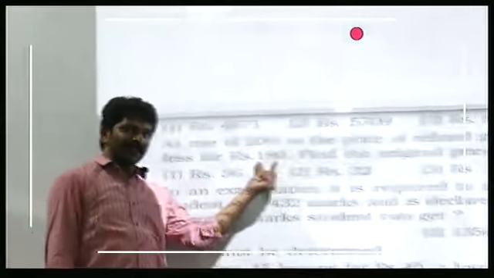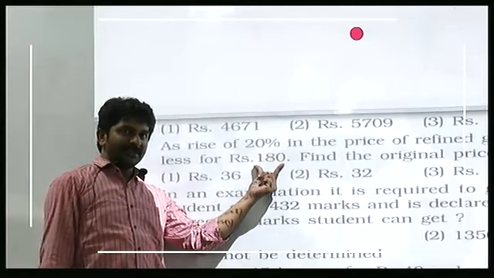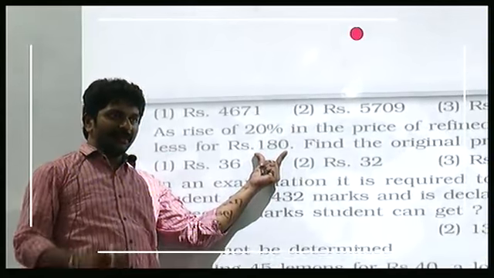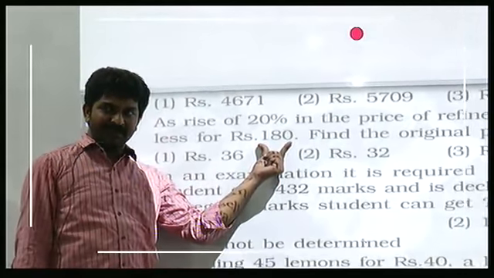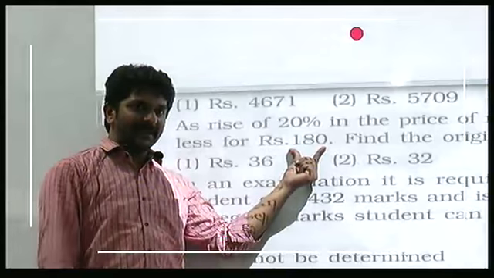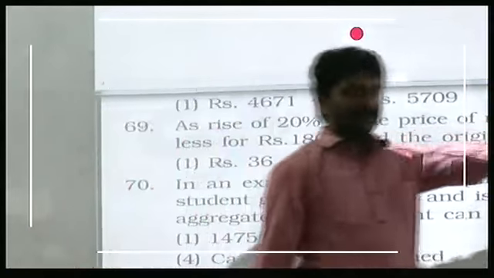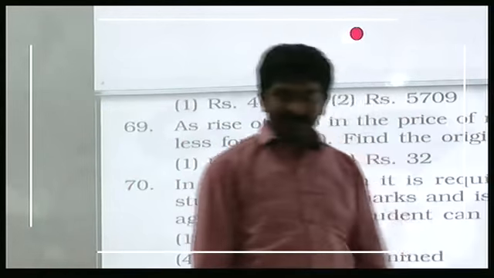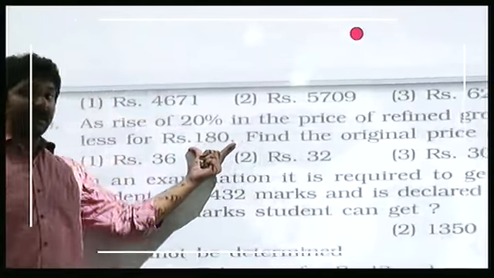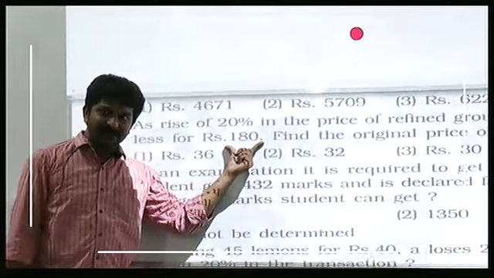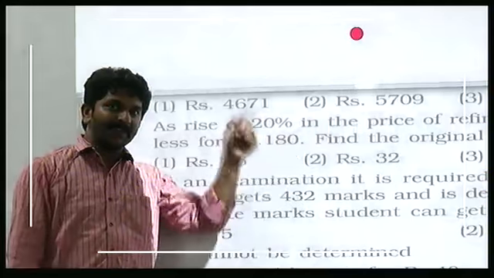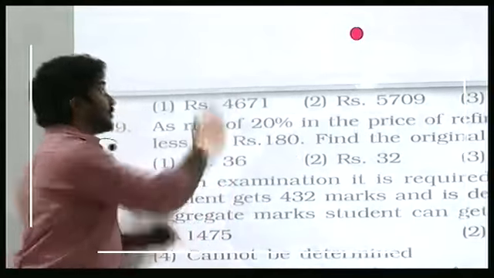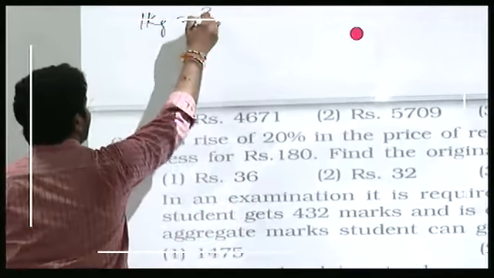10% is 18, so 20% is 36. If you purchase the same quantity, the expenditure increases by 36 rupees. So in order to keep the same expenditure, they have reduced 1 kg. Yes or no? The extra value that you have to spend is 36 rupees, and to compensate for that, they have reduced 1 kg. So 1 kg price is 36.